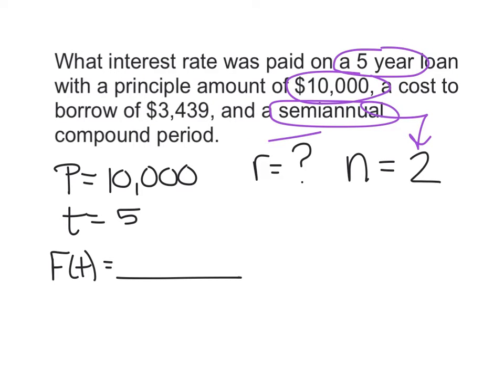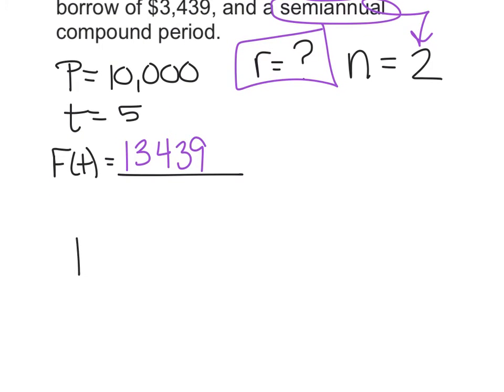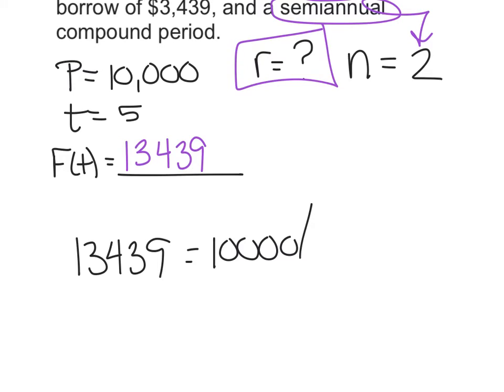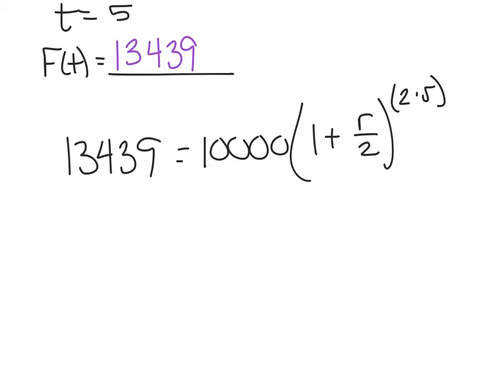Now how about the future amount? Clearly I don't know the rate, that's the question. But I should be able to figure out the future amount. The principal was $10,000, and it cost me $3,439 to borrow, so the future amount is $13,439. Right? The loan was $10,000 plus the interest amount, and that's the future amount. So now we're going to solve this a little differently here. So we've got $13,439 equals the principal, $10,000, 1 plus the rate over the compounding, and then the compounding times the time. Now, believe it or not, we did solve equations like this maybe last week or the week before.